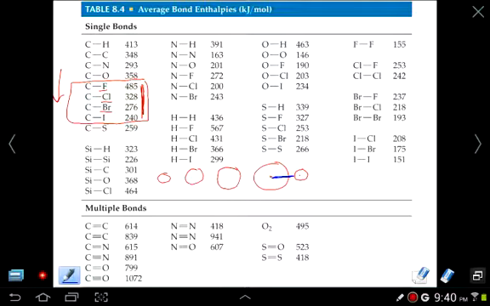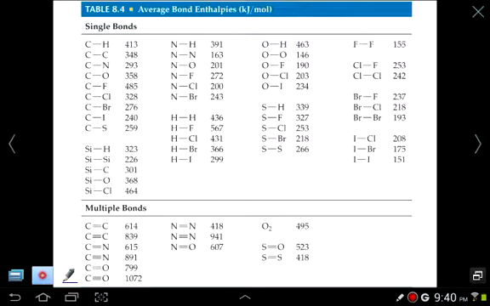So you can trace this and see a lot of these types of patterns throughout. But in general, the idea here is that triple bonds and double bonds are stronger than single bonds, and the single bonds also vary between themselves in strength.